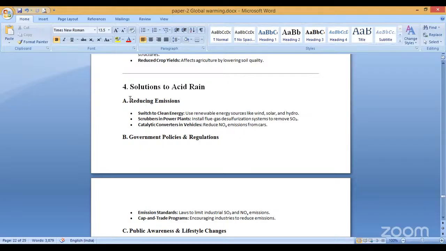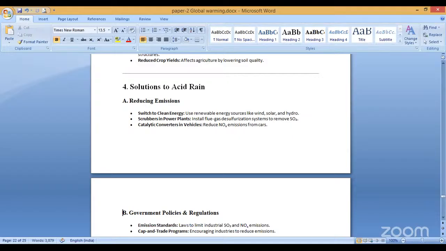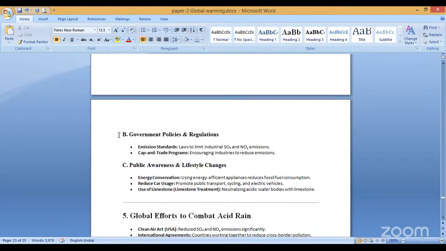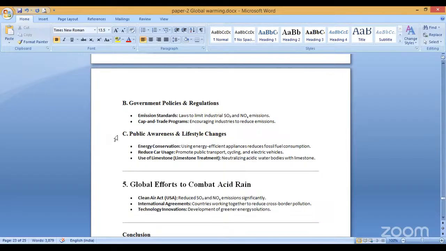Catalytic converters in vehicles reduce the nitrogen emissions from cars and all. Then coming to the next one, government policies and regulations: emission standards to limit industrial SO2 and NOx, meaning nitrogen emissions, and cap and trade programs. What is that? Cap and trade programs encourage the industries to reduce the emissions. That particular program is called cap and trade.